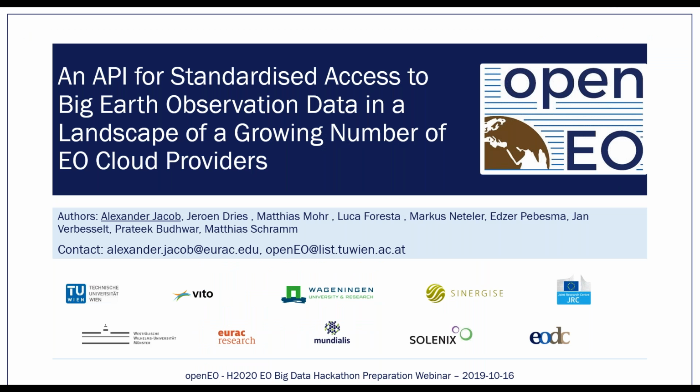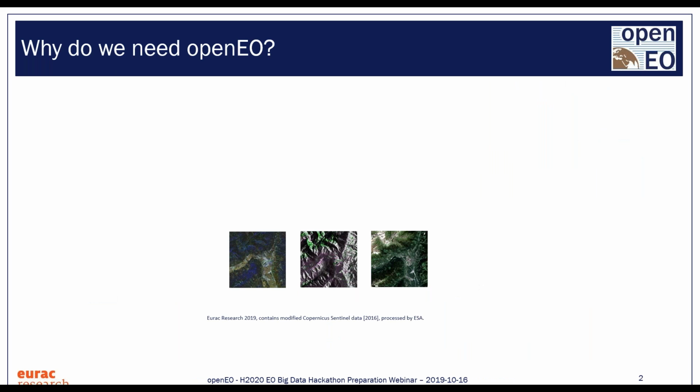So what is openEO? openEO is an API for standardized access to Earth observation data, and this project is led by the Technical University of Vienna and has a number of different partners, as you can see on this slide here. And the goal of openEO is, why do we need openEO?